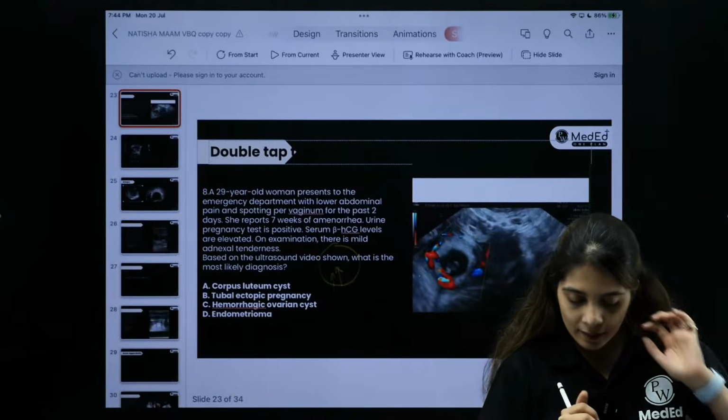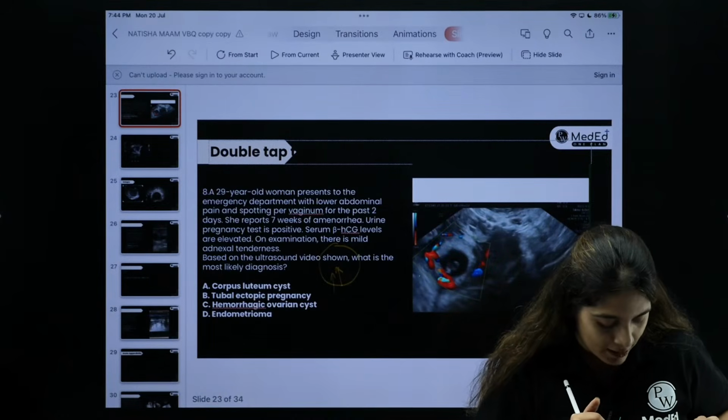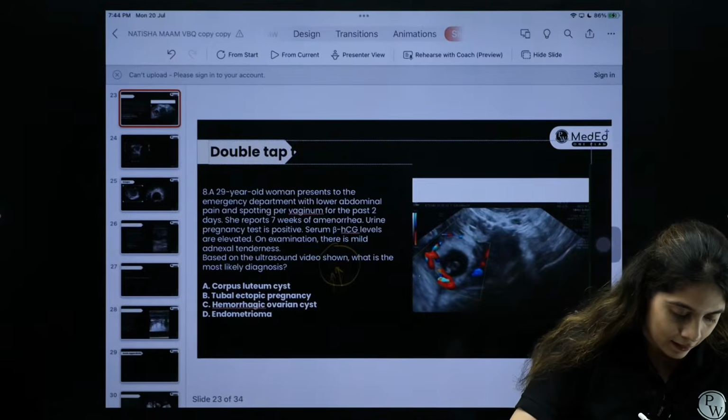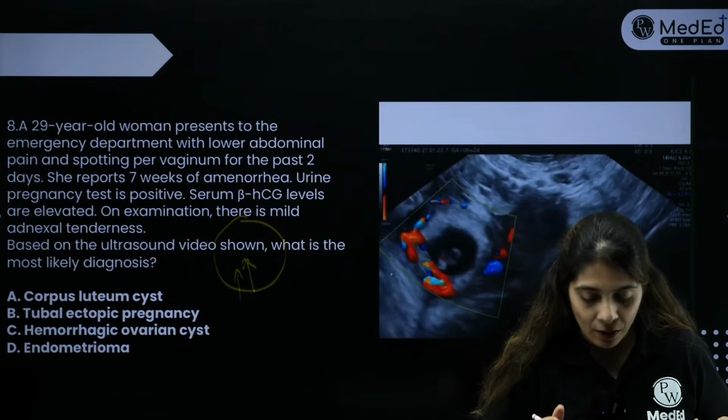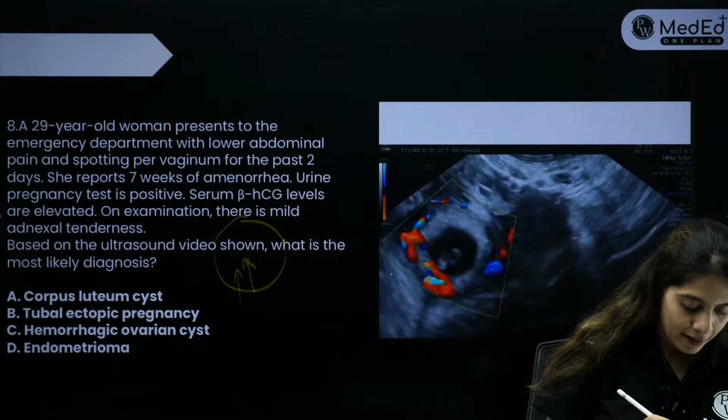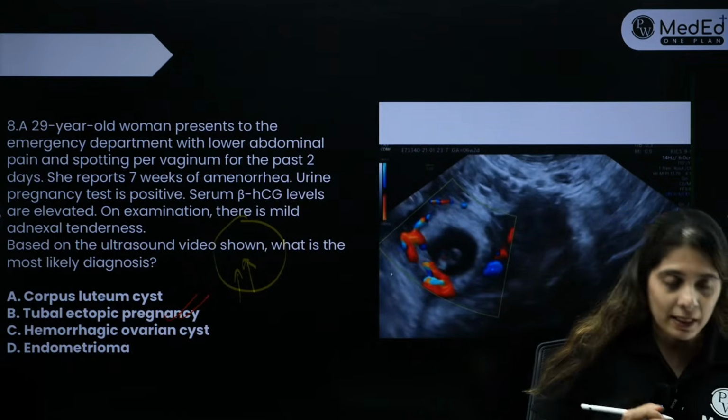Can someone tell me this particular sign? I want someone to write what this particular sign is. This is the most easy one. Ring of fire sign. Okay, so this is your ring of fire sign. So the answer over here is tubal ectopic pregnancy.